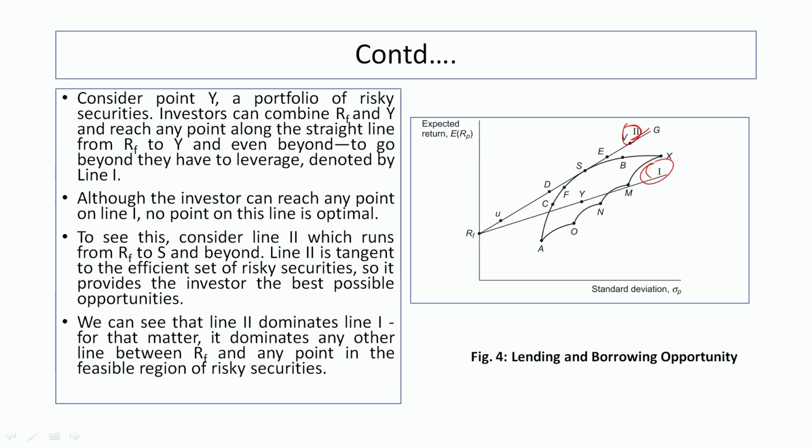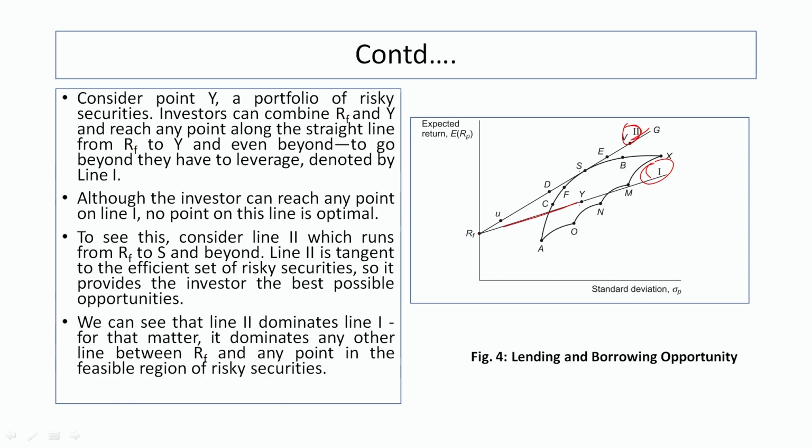and 2. So consider point Y. This is the Y point, a portfolio of risky securities because it is below that particular line. The investor can combine RF and Y and reach any point along the straight line. This particular straight line can be reached if he is interested in having a particular portfolio of Y and RF. Even to go beyond, they can leverage this particular portfolio, so they can go for M also. So it depends upon the investor how much riskiness he is interested in taking. So he can choose a particular risk-free instrument, he can choose a portfolio that is located at point Y, or he can go for M security also in this particular line.